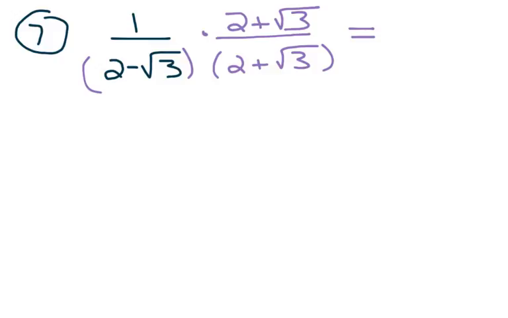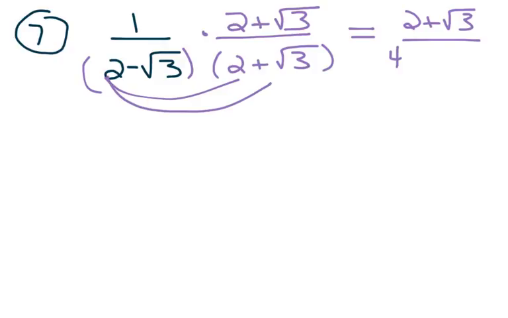So when you multiply fractions, you always multiply the numerators. 1 times anything is anything. And the denominators are going to be 4 plus 2 times the square root of 3 minus 2 times the square root of 3 minus the square root of 3 times the square root of 3 is the square root of 9. And the square root of 9 is 3.